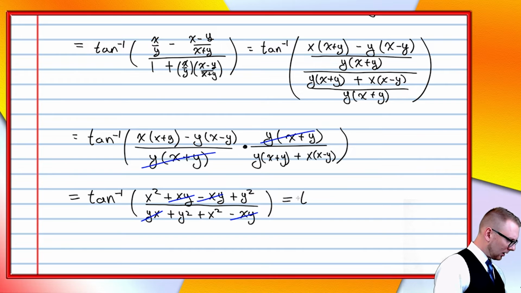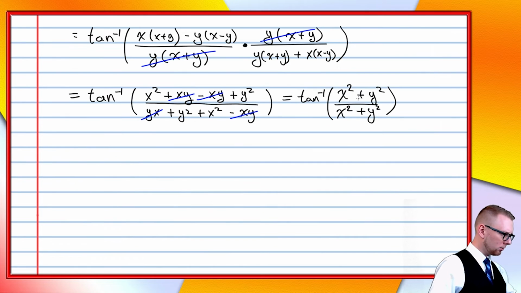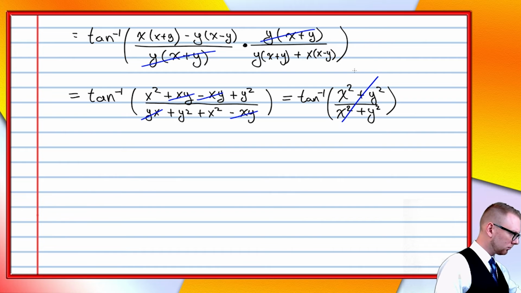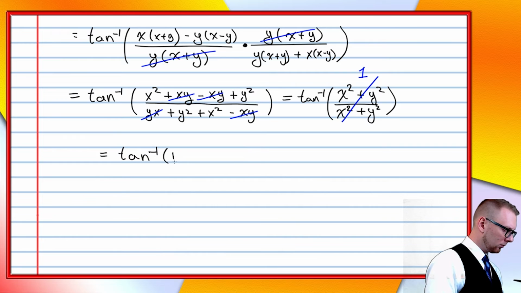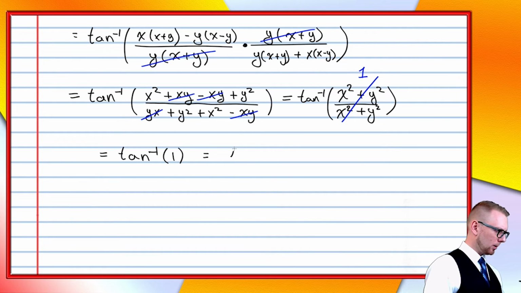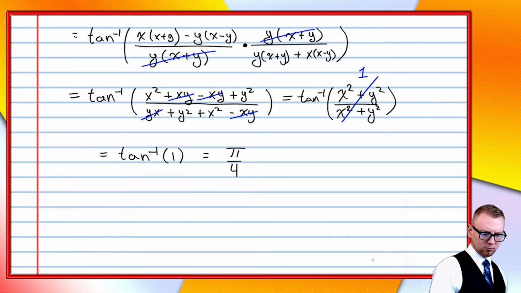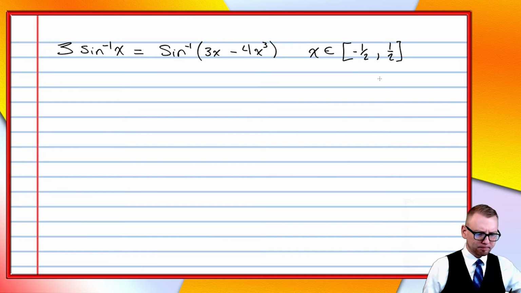We're left with tan inverse of x squared plus y squared over, well, x squared plus y squared. Well, that's the same term, so that's just 1. Well, that just gives you tan inverse of 1. So what angle would make tan 1? Well, that's just pi over 4. And that's it.